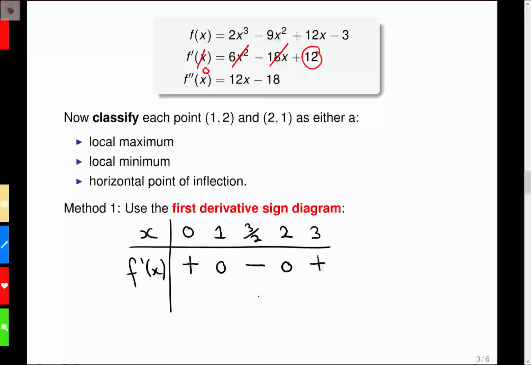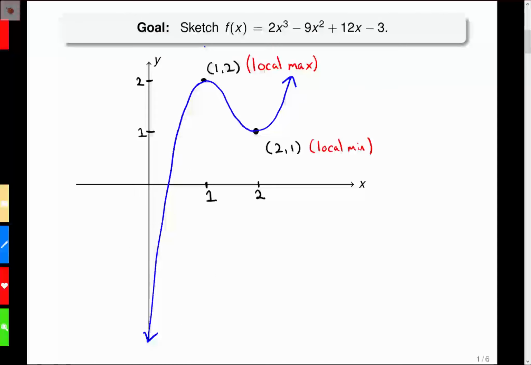Around x equals 1, the graph is first going up, and then plateauing, and then going down. In other words, the graph looks like this. That means it must be a local maximum. Thus we have proven that the point (1, 2) is a local maximum.